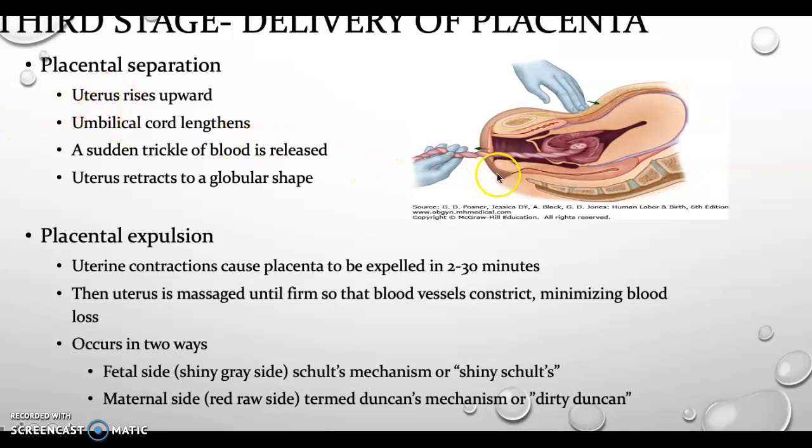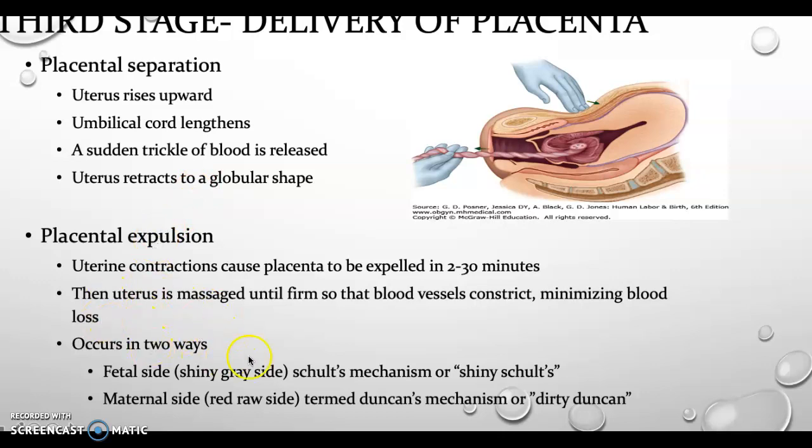And the woman has to push the placenta out just like she did with the baby. So once we see these signs right here, then we know that the placenta has separated. The uterus looks like it rises upward. The umbilical cord looks like it lengthens just because it's come out away from the uterine wall. And then you see a sudden trickle of blood released. And then the uterus will retract to a more globular or round shape than the elongated shape it had when the baby was in the uterus. So once the placental separation has happened, the mom can push the placenta out.